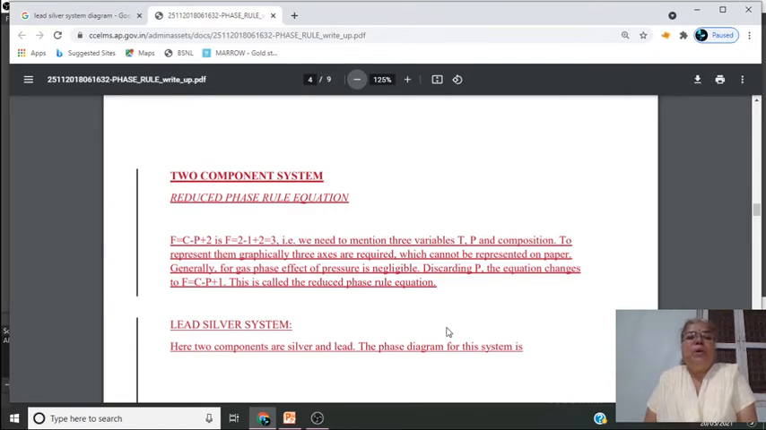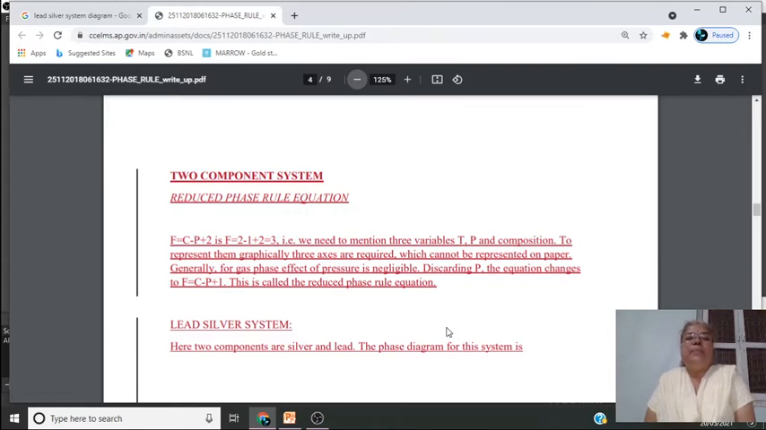Last time you learned the general case of the simple eutectic system, and the reduced phase rule. You know the Gibbs phase rule, F is equal to C minus P plus 2. By keeping one variable constant, that means we put pressure constant in the case of solid-liquid equilibria, the phase rule becomes F dash is equal to C minus P plus 1, and this is the reduced phase rule.